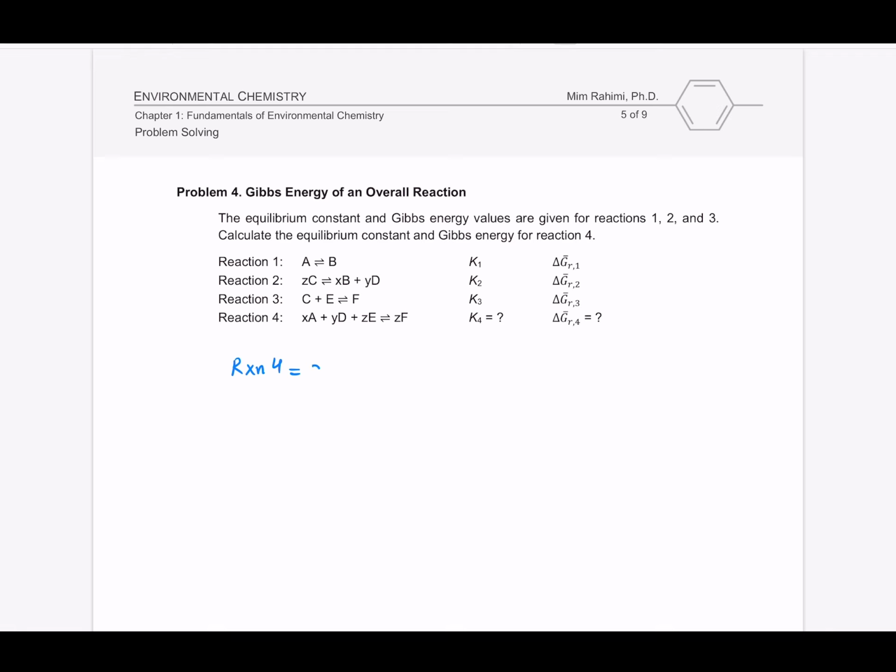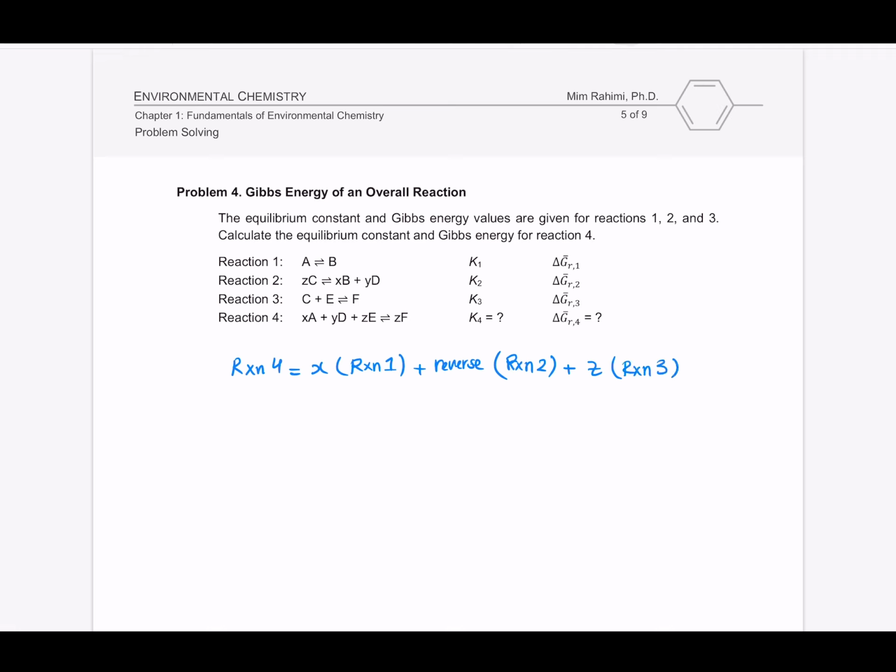So X times reaction 1 minus reaction 2. So basically it's the same thing. So reverse of reaction 2 plus what? Okay, good.